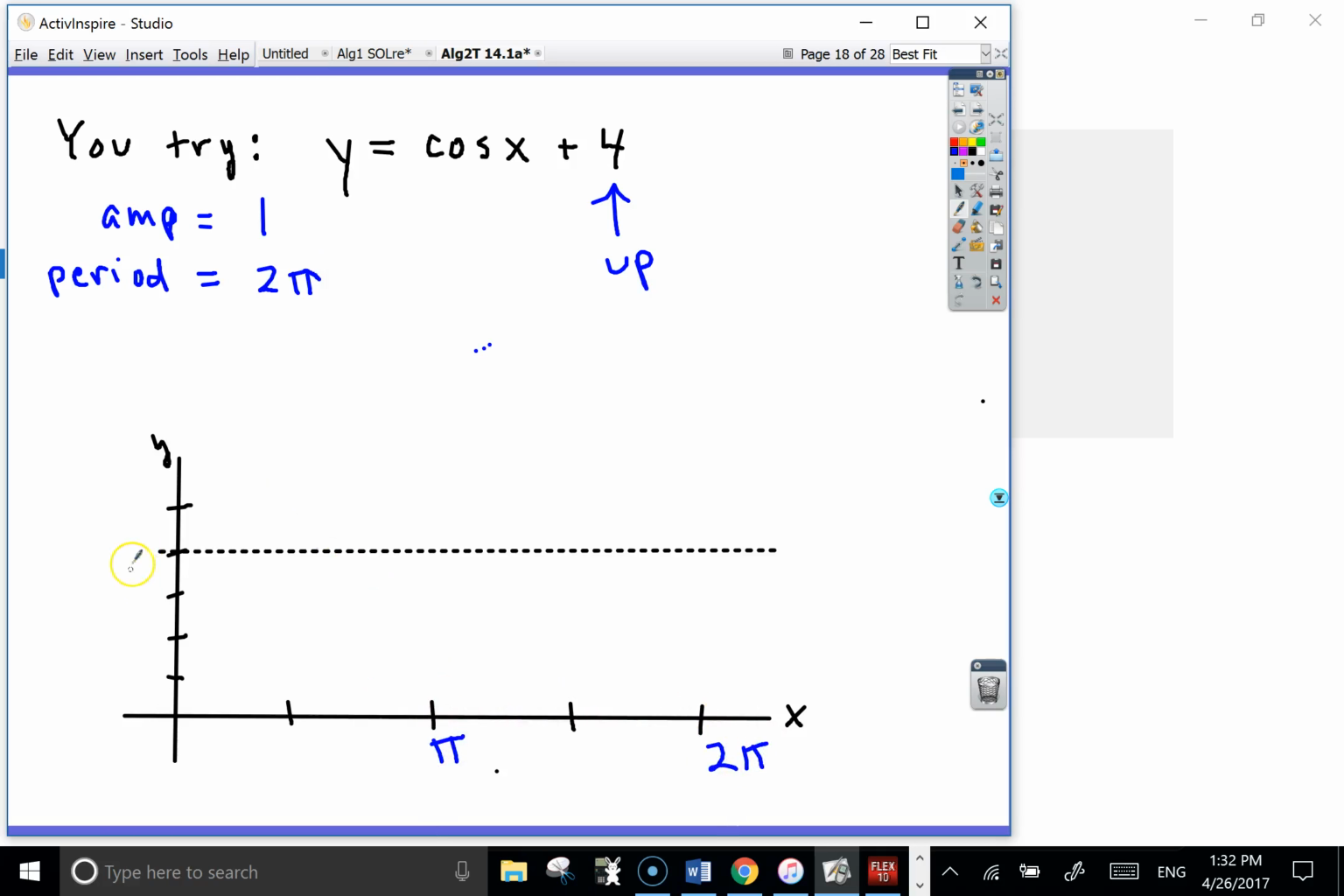Okay, it's been moved up 4, so it's going to go in between 3 and 5. It's a cosine, so where should I start to plot? You start at 5, right? It's a maximum. And then you go back to the center line. You go to the minimum, back to the center line, back to the maximum, right?